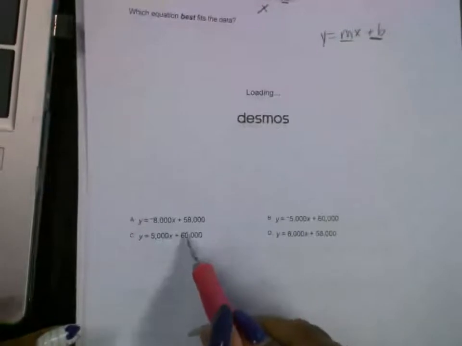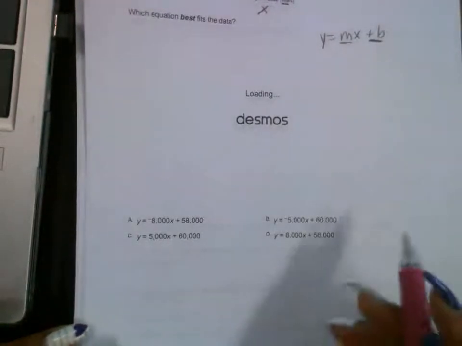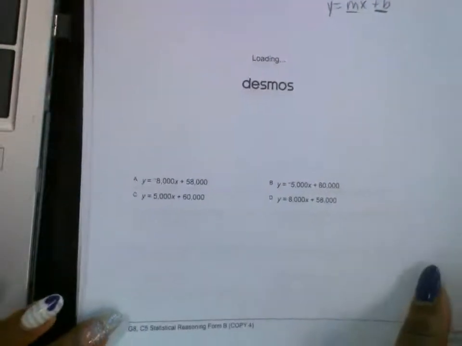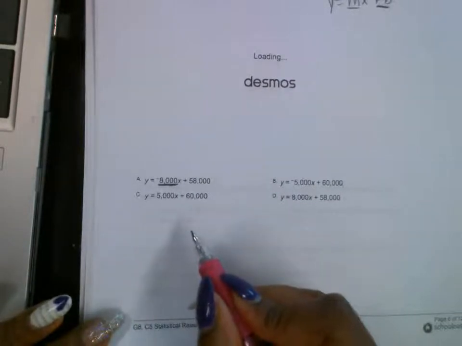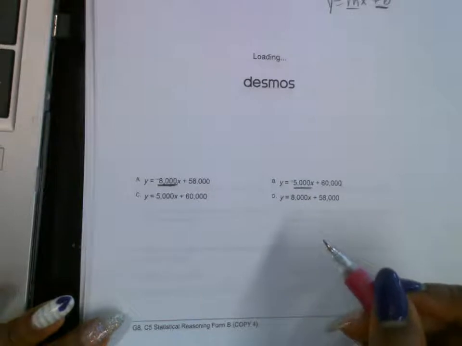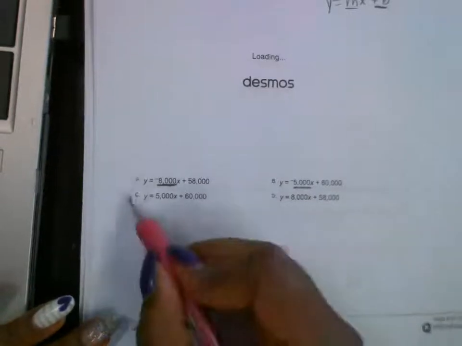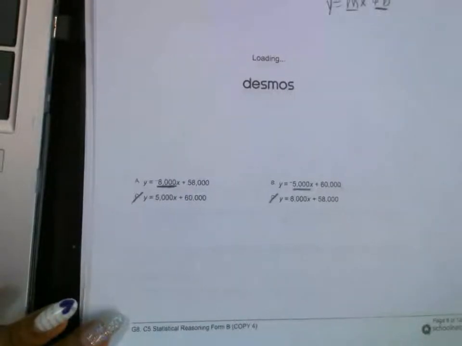You got 58,000, 60,000. All of these are pretty decent. Okay, all of them are pretty decent answers. They're so close together, so it's hard to know which one is which. So let's eliminate by slope. We're only looking at negative slopes. This slope is a negative, so that's a possible answer. And this slope is a negative, so that's a possible answer. These two we can eliminate because both of these have positive slopes. Okay, and this is a negative correlation.